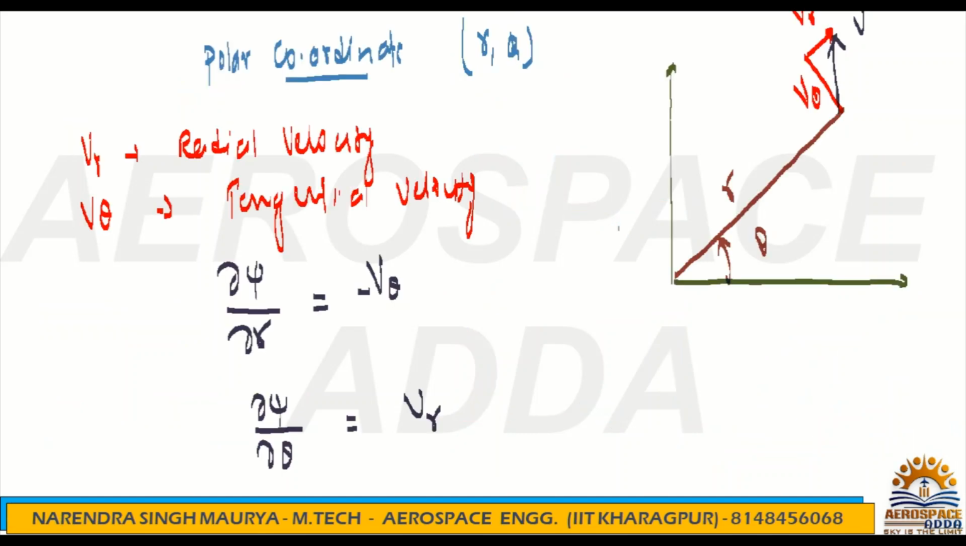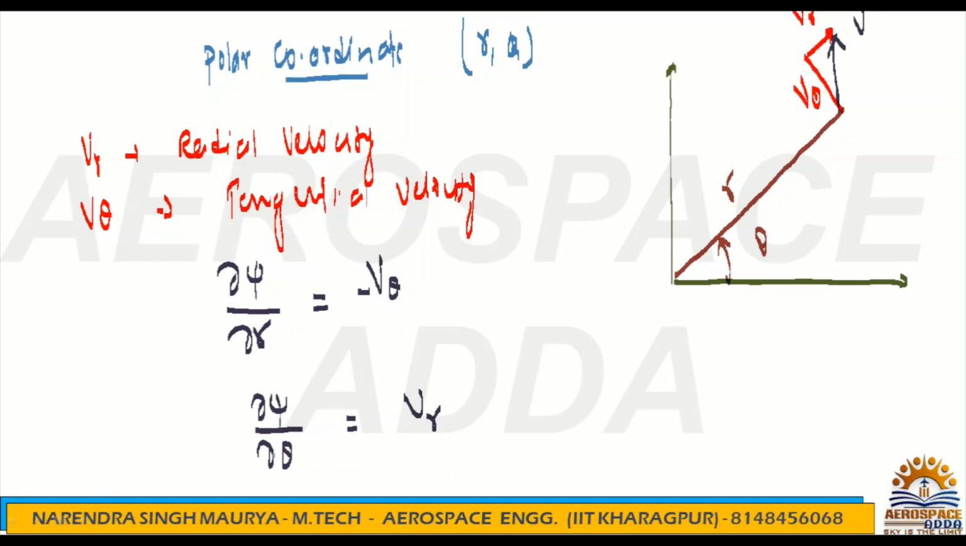So similarly, practice this radial velocity and tangential velocity also. Dou psi by dou r means if you are taking the partial derivative of the stream function in the radial direction, then you will get the velocity in the tangential direction, and the tangential direction velocity is nothing but v theta. Now coming to the radial direction, if you want the radial direction velocity, then you have to take the partial derivative of the stream function in the tangential direction, which is dou psi by dou theta.